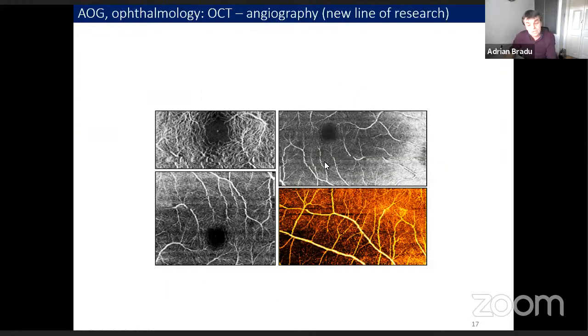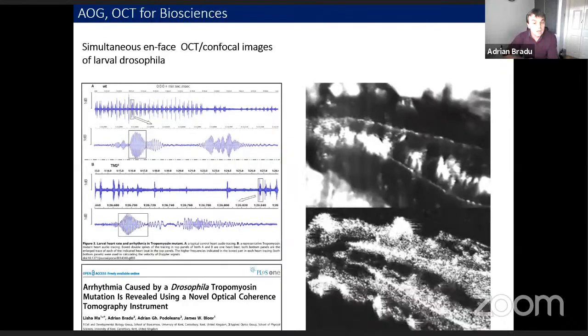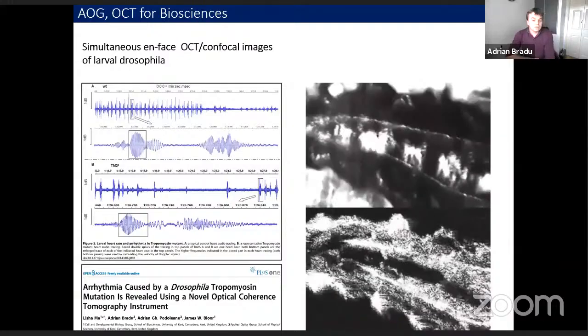With OCT, we can create not only images of the structures, we can actually image things which are moving. These are images of the blood vessels inside my eye. So these are images you cannot produce using any other technologies. And that's another application of OCT.